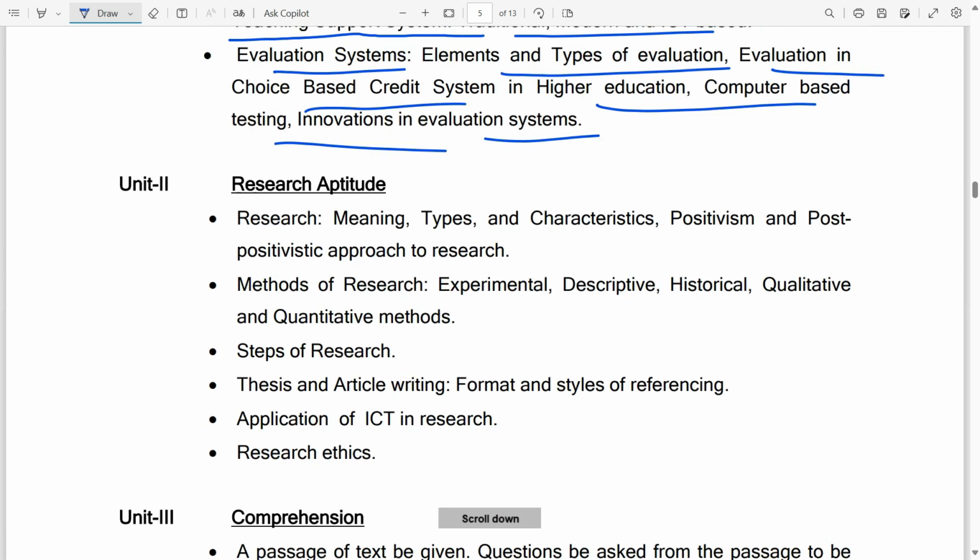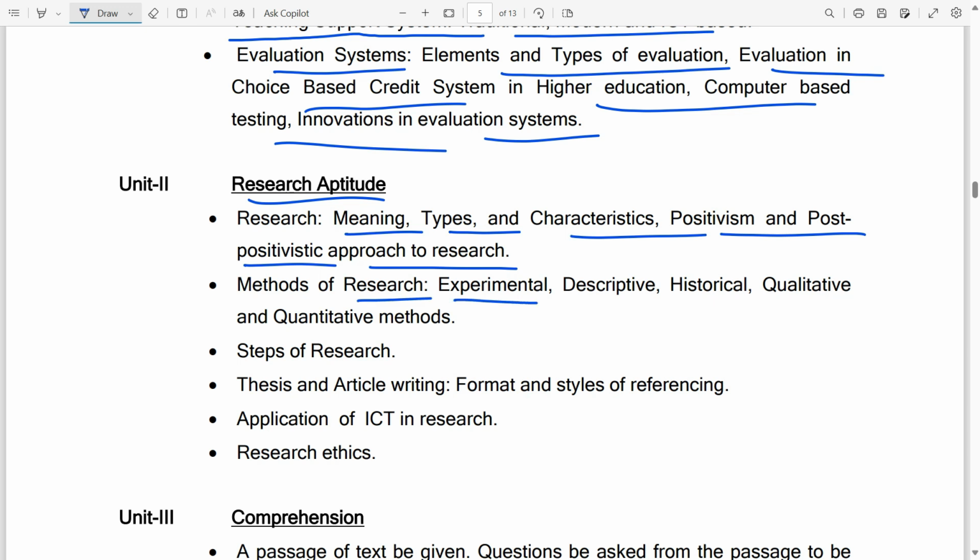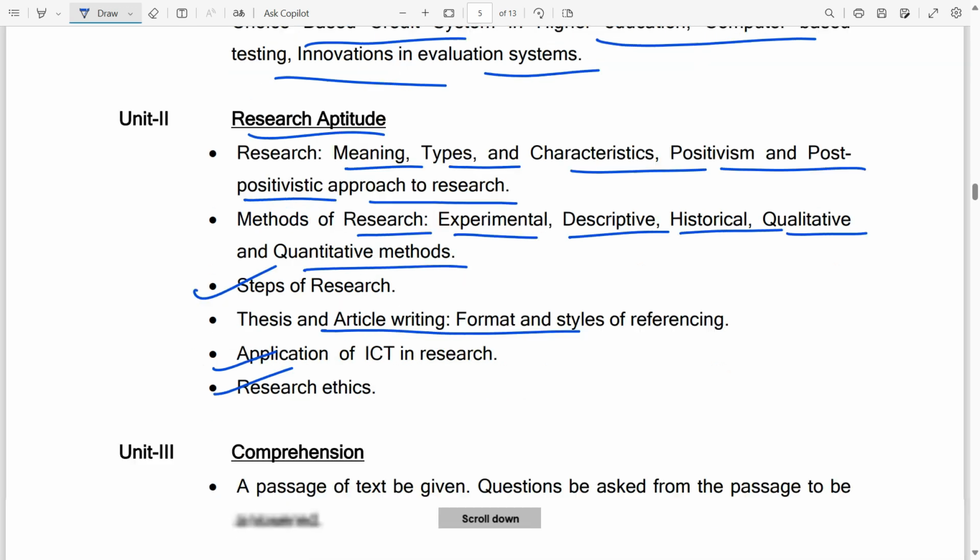Now coming to research aptitude, here they will ask you about the meaning, types and characteristics, positivism and post-positivism approach to research, methods of research, which you are learning here, like descriptive, historical, qualitative and quantitative methods, steps of research, thesis and article writing, application of ICT, that is information and communication technology, in research, and research ethics. So these kinds of questions they also ask.